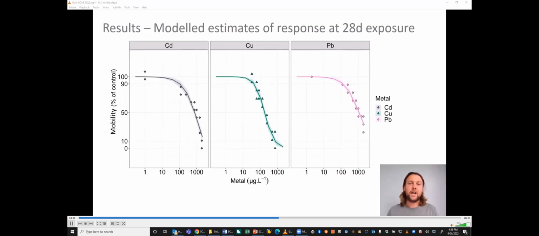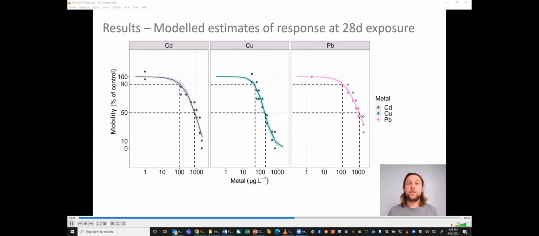Using the 28-day data from the previous slide, we can plot dose response curves with the metal concentrations on the x-axis and the percentage of mobile organisms relative to the control on the y-axis. Here we see a clear relationship. As the concentrations of the metal increase, the mobility of the nematodes decreases. Models fitted to the data can be used to calculate concentrations causing a 10 and 50% effect on mobility, which are referred to as the EC10s and EC50s.